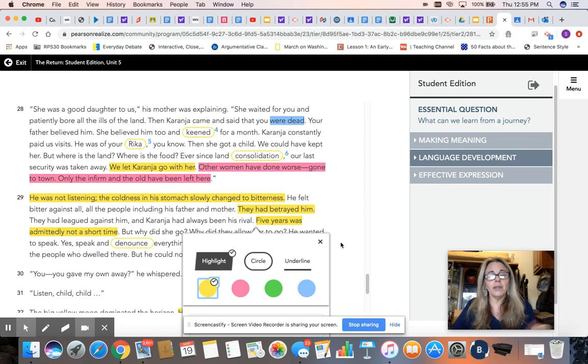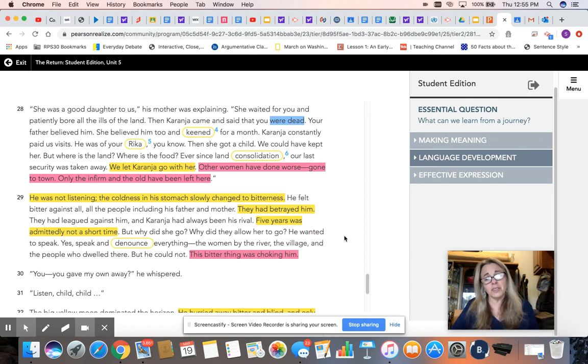That's a long time to wait on somebody, especially if people have told you that they're dead. You wouldn't keep waiting for someone that you thought had passed away. And so again, this is a really long time. And he knows that, and he's questioning, but he's feeling a lot of pain here. It says, yes, speak and denounce everything. Denounce means to speak poorly about someone or to put them down, and that's what he's doing now.